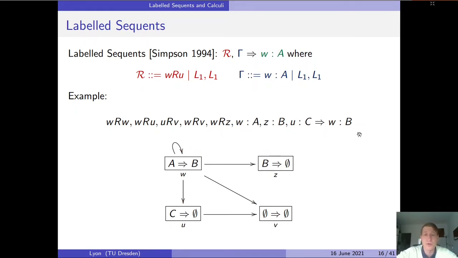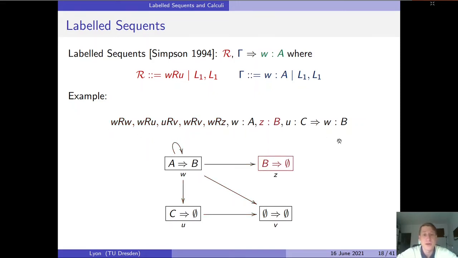So I'm going to show really quickly how you can transform a labeled sequent into its graph, and going in the opposite direction is just as easy. It's pretty easy to see how one can transform a labeled sequent into a graph. Take the labels, those become the nodes in the graph. Here that's w, u, z, and v. Your relational atoms become your edges inside of your graph. So for example, we have a loop at w because w relates to w.